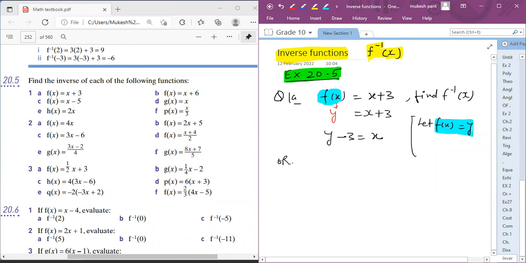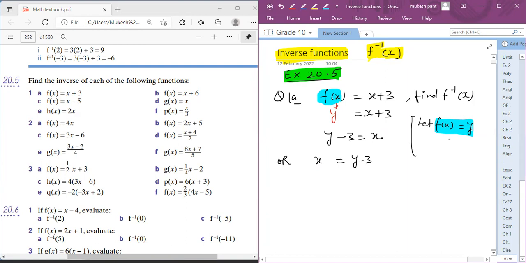x equals y minus 3. Right? So this is very important. Replace f(x) by y and then write the equation. The right portion will remain as it is. Once we get y equals x plus 3, then we will change the subject. We will make x the subject, and x equals y minus 3 is what we are getting here.